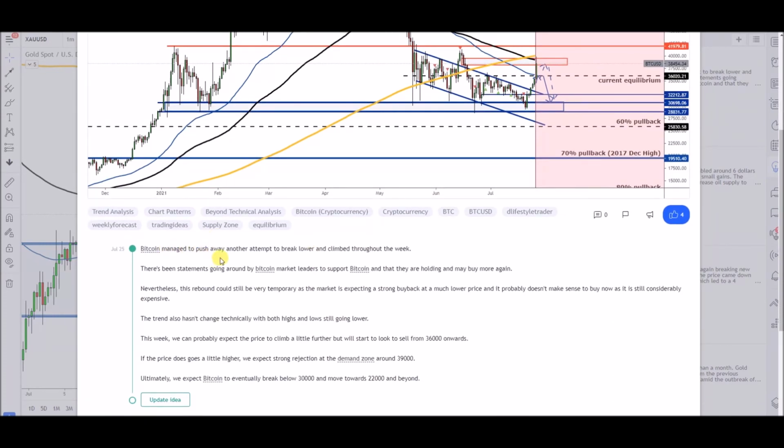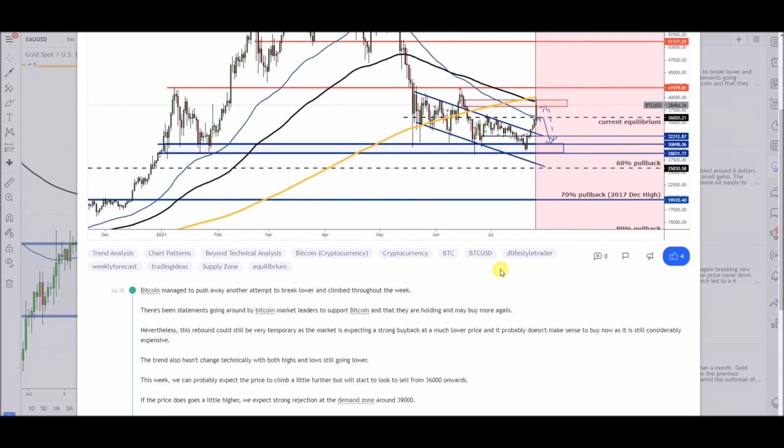Bitcoin managed to push away another attempt to break lower and climb throughout the week. So this is the low. I thought it would actually come down and try to fake out a bit again before it goes up, but it didn't. There have been statements going around from Bitcoin market leaders to support Bitcoin, like Elon Musk, Cathy Wood, and I forgot the other guy's name, that they are holding and may buy more again. Nevertheless, this rebound could still be very temporary as the market is expecting a strong buyback at a much lower price, and it probably doesn't make sense to buy right now as it is still considerably expensive.